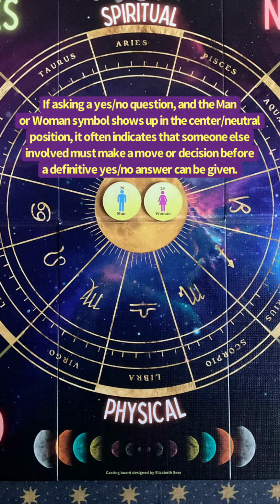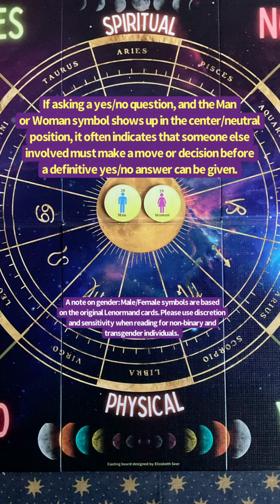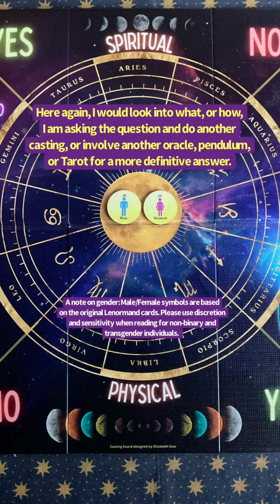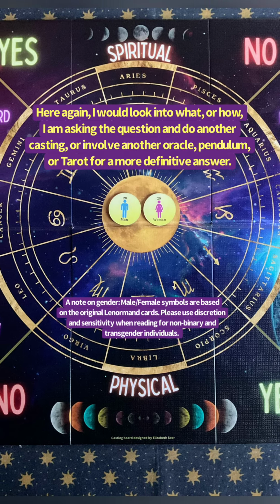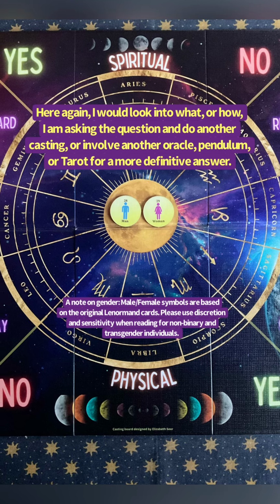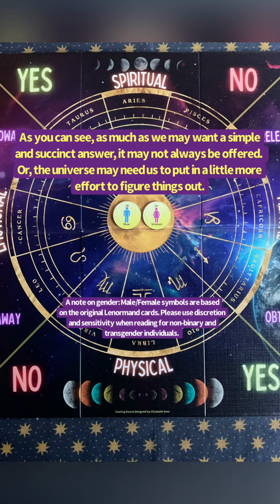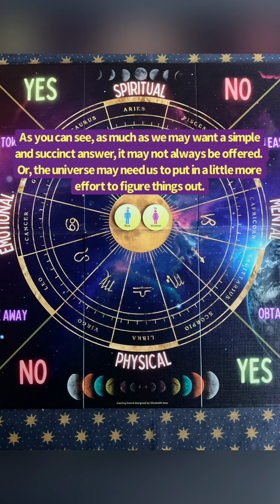That will also be the case if the Man or Woman symbol shows up in the center or neutral position, because it tells us that another person will need to make a decision before a definitive yes or no answer can be offered. Another oracle or casting is encouraged. As much as we want this to be easy, sometimes the universe wants us to work for it.